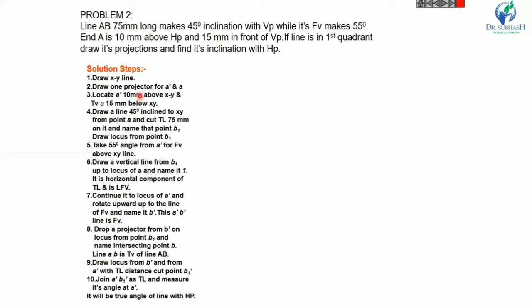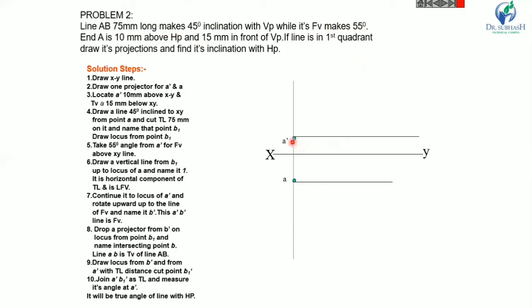Okay, let us see one by one. First of all, draw XY line and mark the position of point A. A dash is 10 mm above XY and A is 15 mm below XY. Now, true length is 75 mm and it makes 45 degree with VP, and front view makes 55 degree with XY line. Now draw the two horizontal lines from A dash and A.